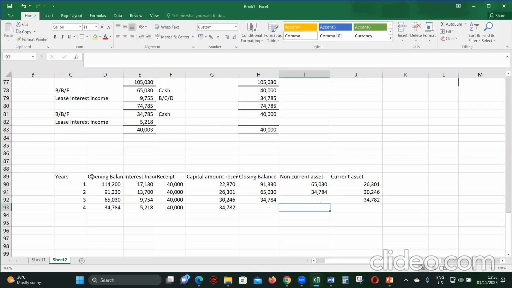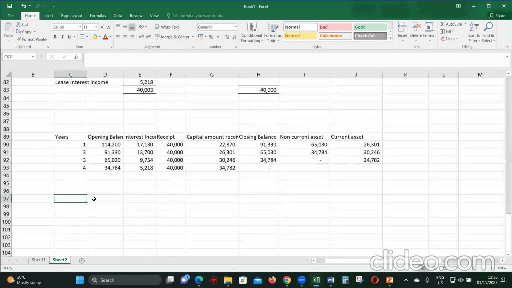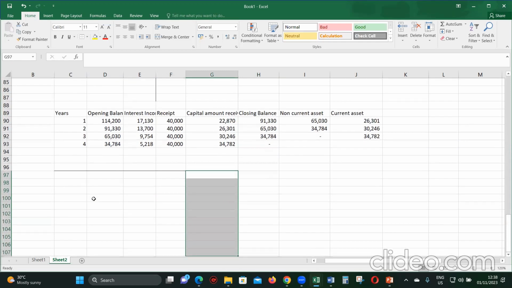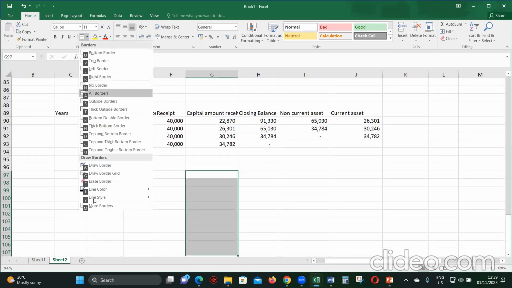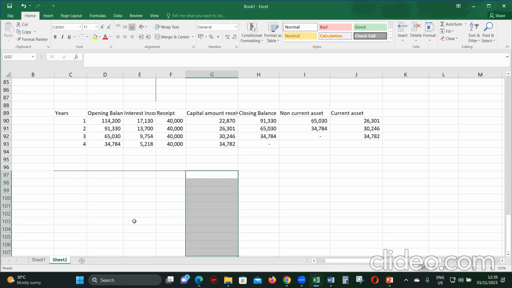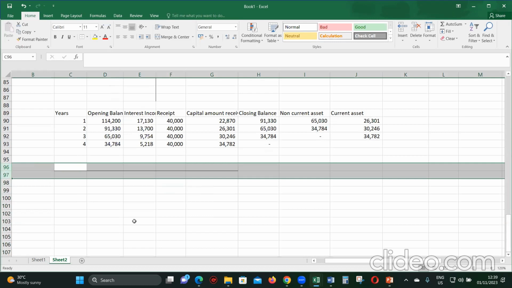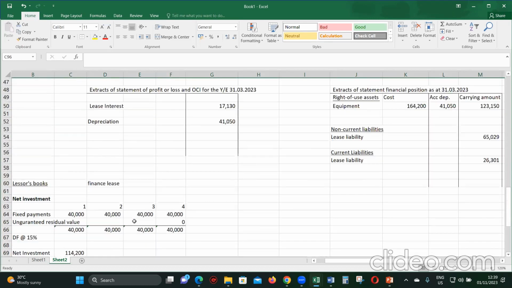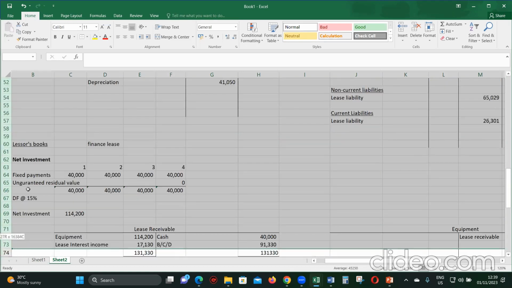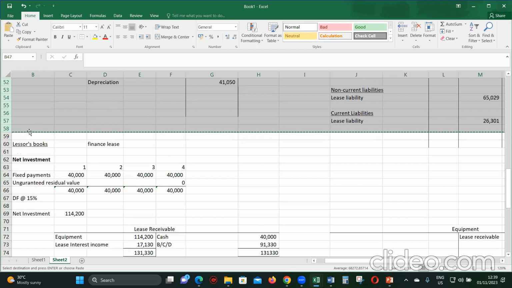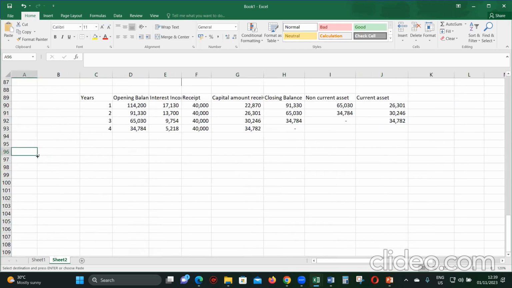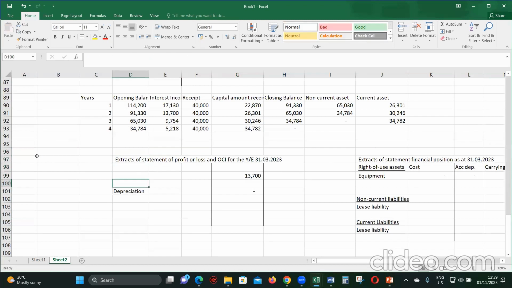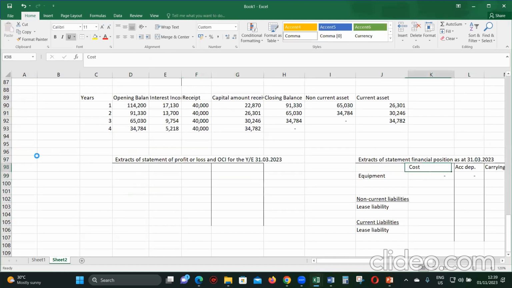Okay, so I just went through it because we have already prepared the lease schedule for lessee, and this is about lessor. Right, the final part. Shall we quickly prepare the extracts of the statement of financial position and the statement of profit or loss and other comprehensive income? I'll copy paste it since it is easy. Yes. So now there is no depreciation. I'll delete the unnecessary parts.